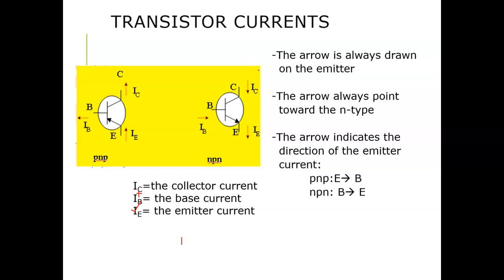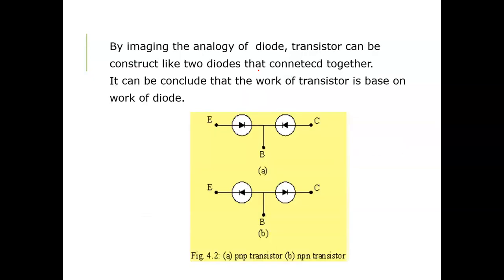Wherever you find an arrow drawn on the emitter, moving inward or outward, this arrow indicates whether it is an NPN or a PNP transistor.